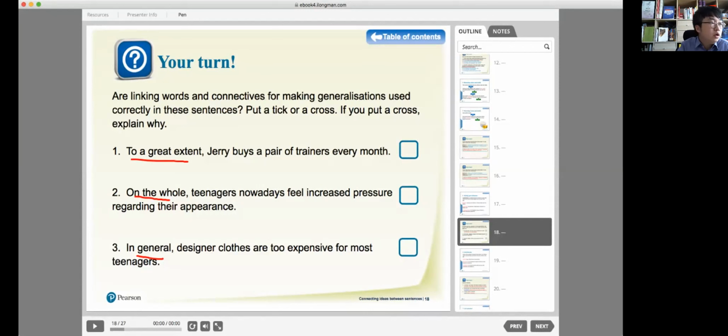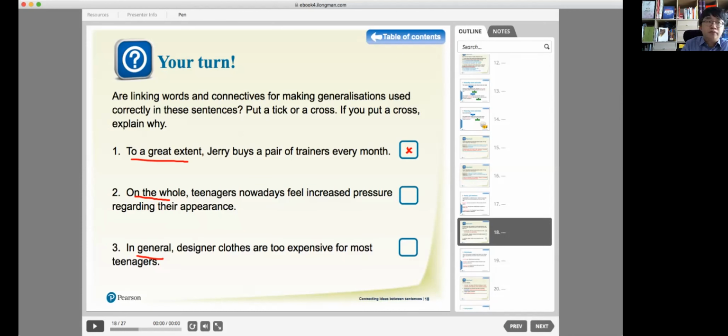Look at here. The first one. Jerry buys a pair of trainers every month. You need to give it a cross because it's not something in general. It's just a factual statement. It's something true. Jerry buys a pair of trainers every month. All right. In general, it must be true because it's a fact. It's a fact that Jerry buys a pair of trainers every month.